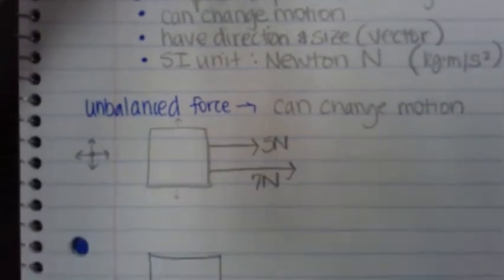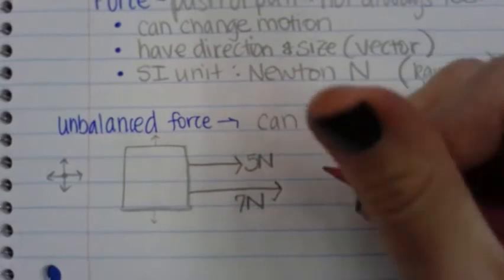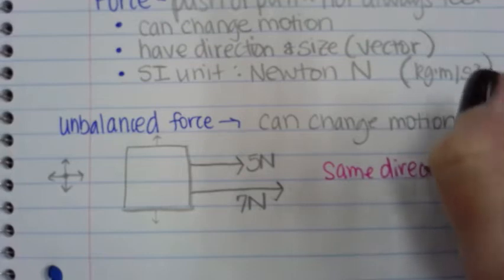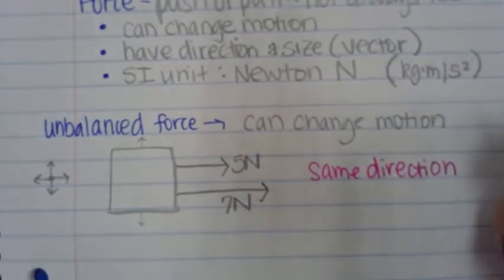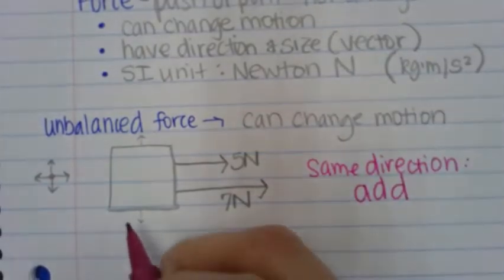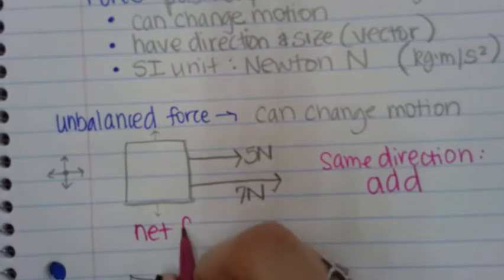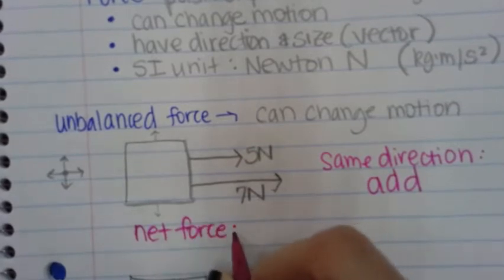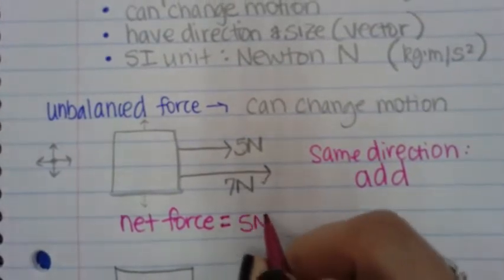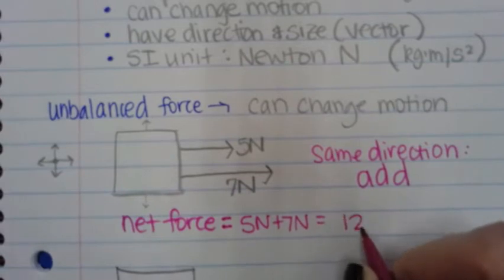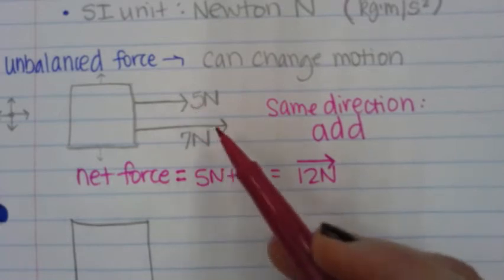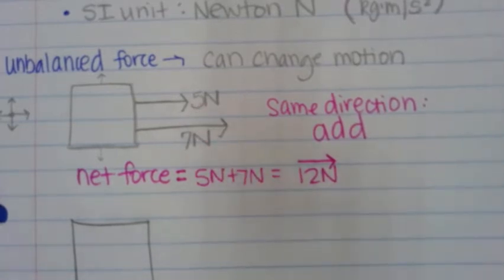When forces are acting in the same direction, we're going to add them. And this was like with our displacement. If you kept going in the same direction, you could just add that together. So same direction, we can add. So with these vectors, to get the overall net force, so the net force is the overall, like once you balance and cancel everything out, I'll add these together. 5 newtons plus 7 newtons equals 12 newtons. And then we draw an arrow to show the direction that that force is going. Since these are both going towards the right, I drew an arrow to the right.